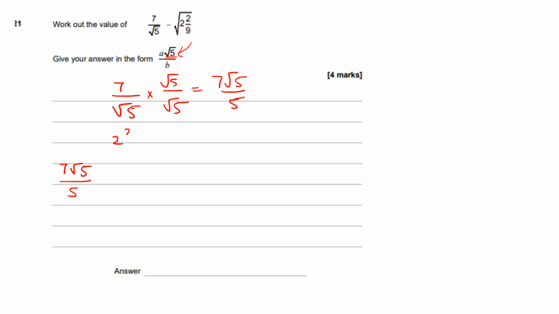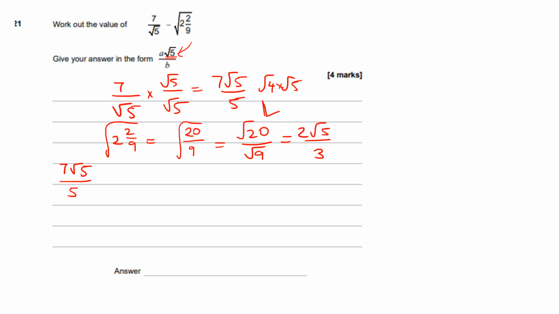For 2 out of 9 square rooted, I'm just going to write it down as an improper fraction first. 9 times 2 is 18, 19, 20. 20 out of 9 square rooted is the same thing as root 20 out of root 9. I know root 9 is going to be 3. Root 20, going back to my question, because it's asking me to write it as something root 5, I'm going to think about simplifying the surd. So it's going to be root 4 times root 5, because the only thing that you can times with root 5 is root 4 to give you root 20. Square root of 4 is 2, so I can just write it down as 2 root 5.